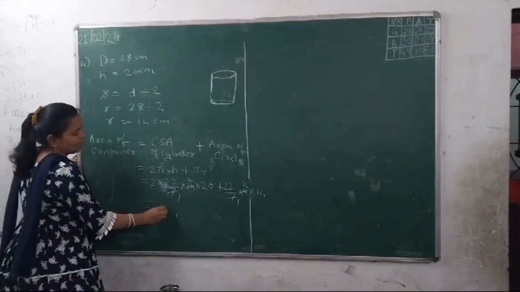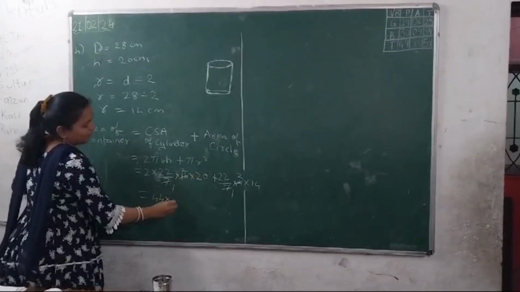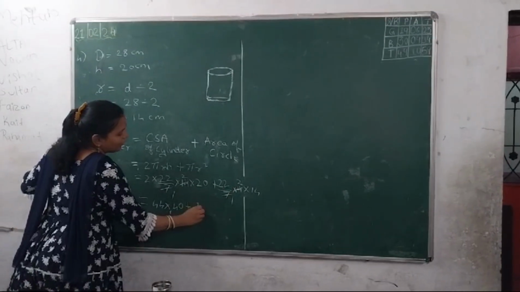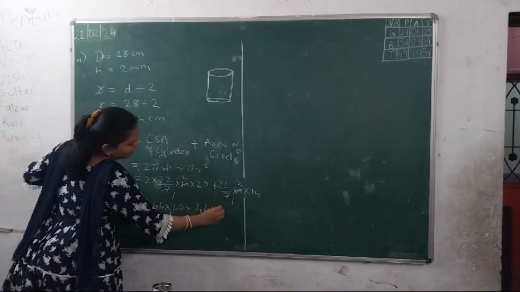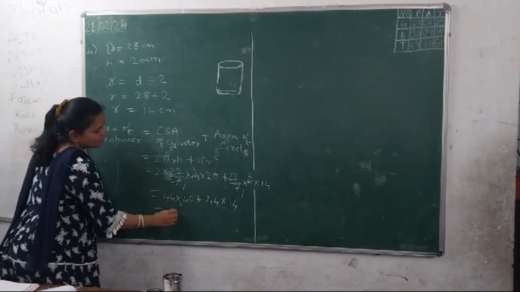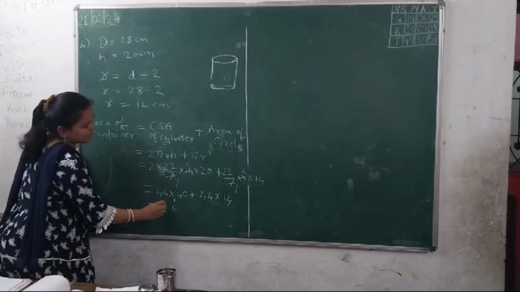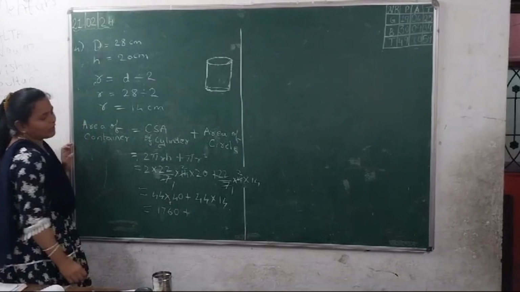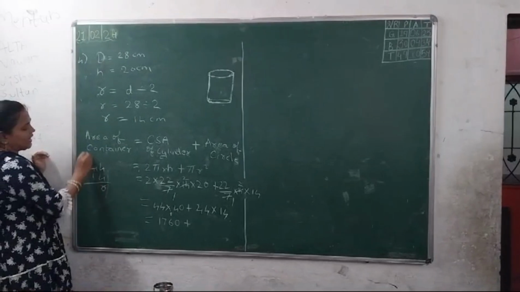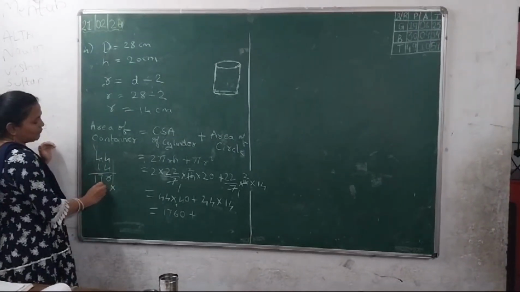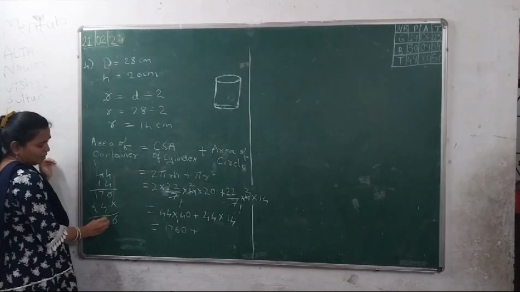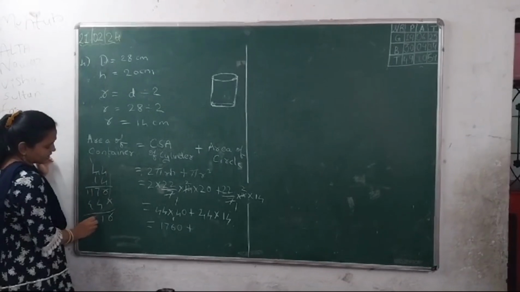2 into 22 will be 44, into 2 into 20 will be 40. Then plus 2 into 20 will be 44 into 40. Only 40. So let's multiply 44 into 4. 4 4s are 16, 6 carry 1. 4 4s are 16, 17. 170 plus 44 into 14 is how much? Children, let's multiply. 4 4s are 16, carry 1. 4 4s are 16, 17. 1 4 is 4, 1 4 is 4, 6. 7 and 4 will be 11. That will be 616.